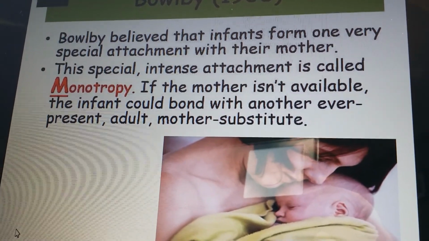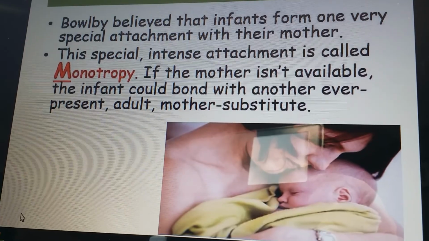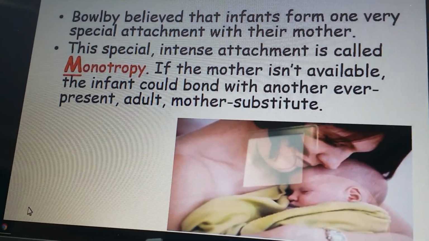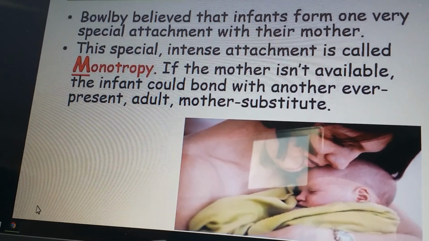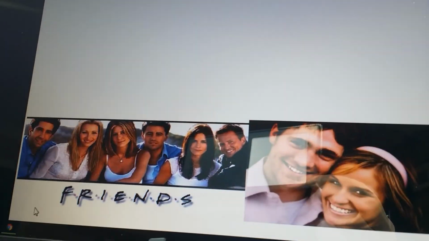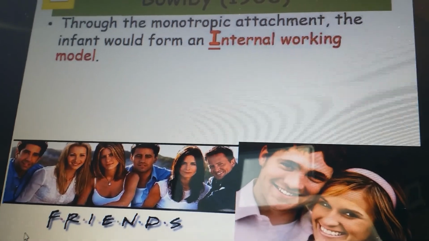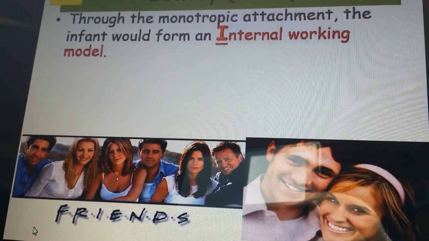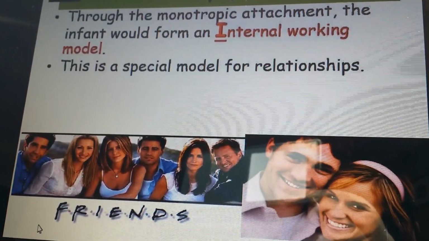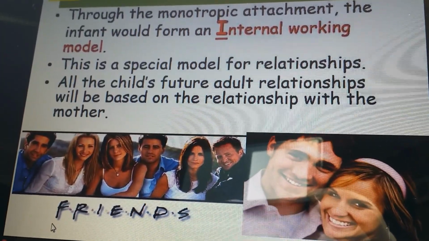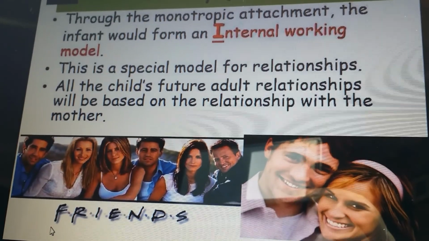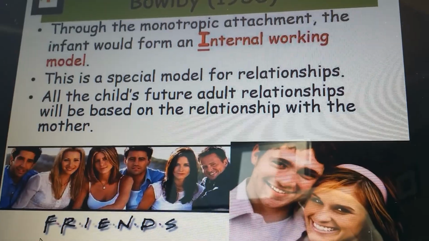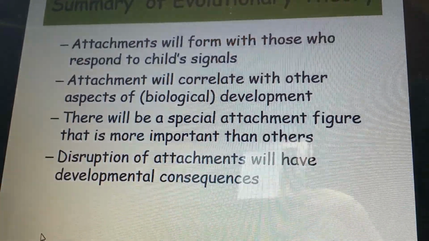Monotropy. Monotropy is mono. This is one special intense attachment. At first, Bowlby said this was with the mother, but then he modified this and said it could be with a mother substitute. And finally, as I said earlier, the internal working model. This is an internal template on which all future relationships are based. And it's usually based on the first relationship with the mother. And therefore, this tells us that the relationship with the mother is absolutely vital for normal development.